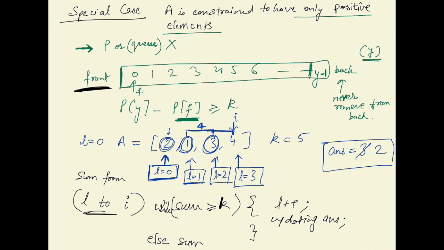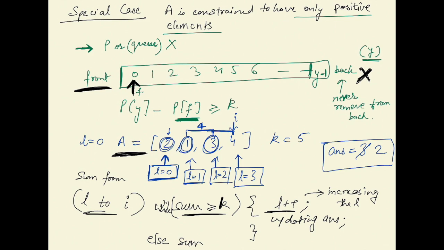So what I'm trying to say is we don't need to remove from the back first of all, and removing from the front, removing an element from the front of the sum is equivalent to increasing our L pointer, as we are trying to shrink the size of the window of A to still get the sum greater than or equal to k. So these two steps are equivalent.